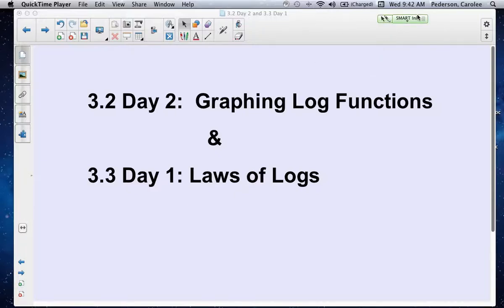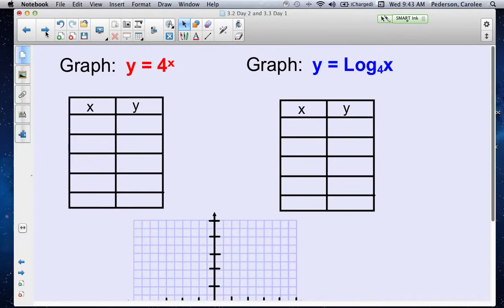This is 3.2, day 2, and 3.3, day 1. We'll first focus on graphing logarithms, and then get into the properties. Okay. First slide is I want to just review how you graph an exponential function.